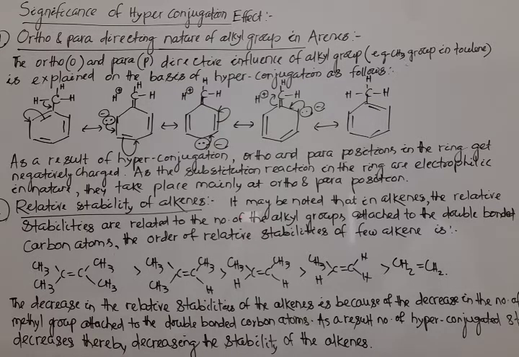Next, mark that. Note down. As a result of hyperconjugation, the ortho and para positions of the ring get negatively charged. Mark that. Always at the ortho and para positions, a lone pair of electrons or negative charge is there. As the substitution reactions in the ring are electrophilic in nature, meaning the attacking reagent is electrophilic, that means electron loving in nature, therefore they take place mainly at the ortho and para positions. Okay. Move to the next one.